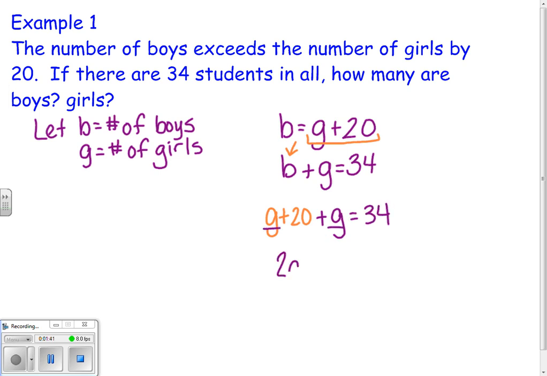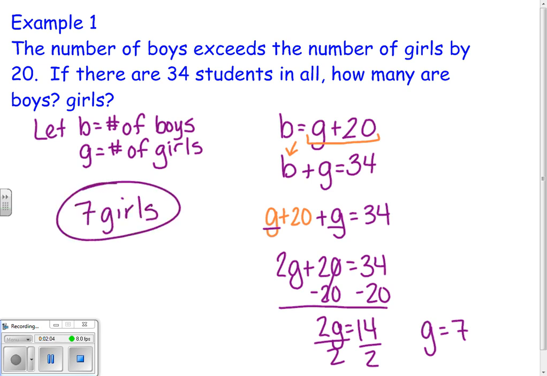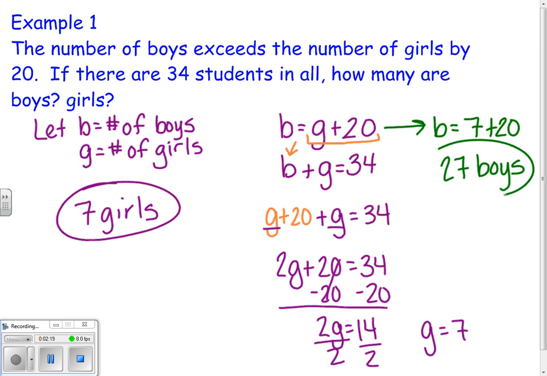And then we solve. G plus G is 2G plus 20 equals 34. Subtract 20 from both sides. Get 2G equals 14. Divide by 2. We get G equals 7. They want to know how many are boys, how many are girls. So I'm going to start with that. There are 7 girls. Then we need to find a place to put that 7 in to get the number of boys back out. And this one right here looks great because it's already solved for B. The number of boys is the number of girls, 7 plus 20. So there are 27 boys. 27 boys, 7 girls.